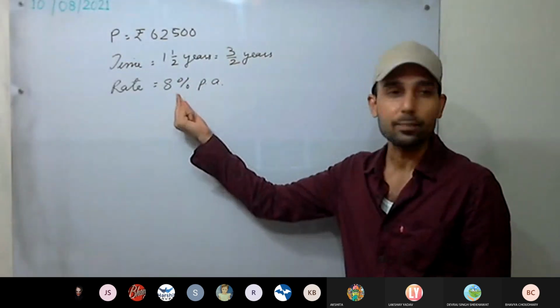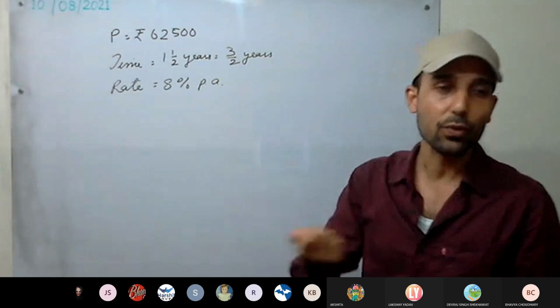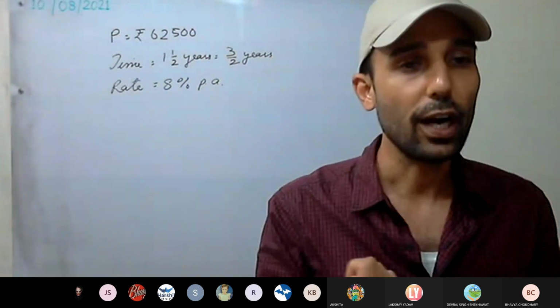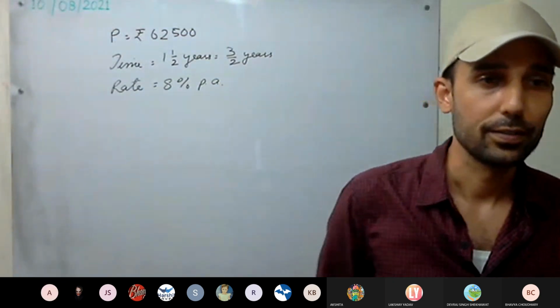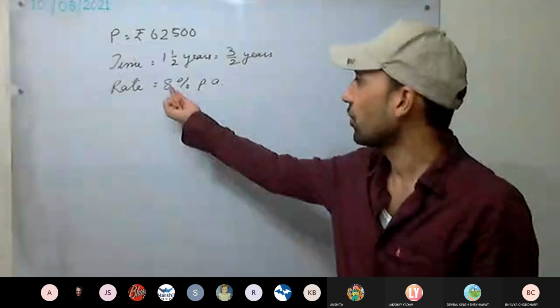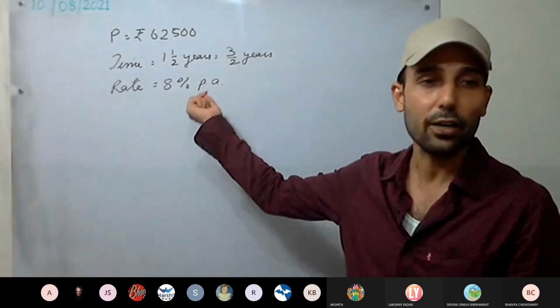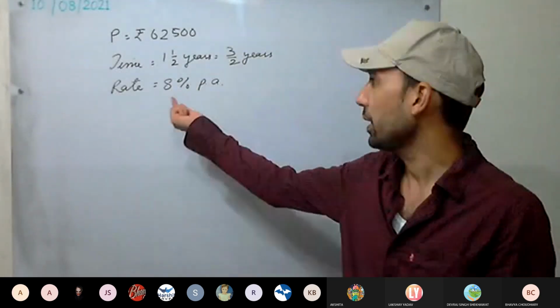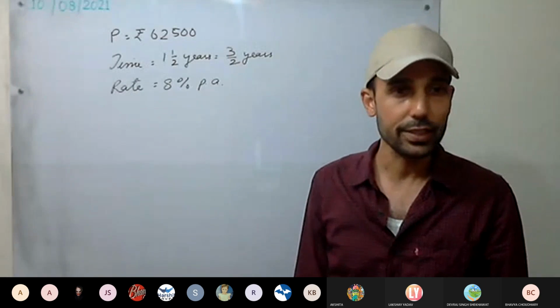And what about the rate? It is 8% per annum. For the whole year it is 8%. So for half year it will be how much? It will be half of it. That is 4% for half year. For half year it will be 4%. That way we have calculated.